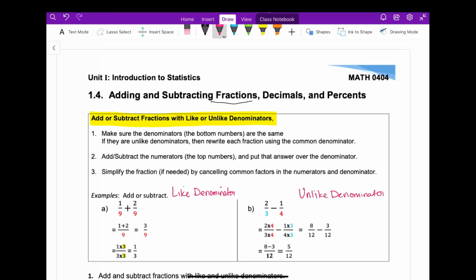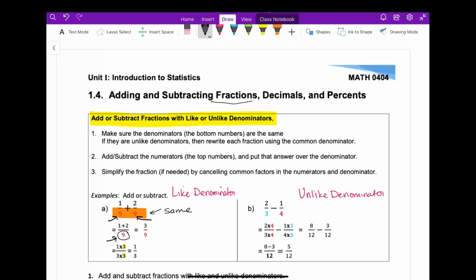Let's take a look at our instructions. It says number 1, make sure the denominators, which are the bottom numbers, are the same. So if you notice in our like denominator, they're the same. So when we move on to step 2, it says add or subtract the numerators, which are the top numbers. So in this part, I see that it went from 2 fractions down to 1 fraction.